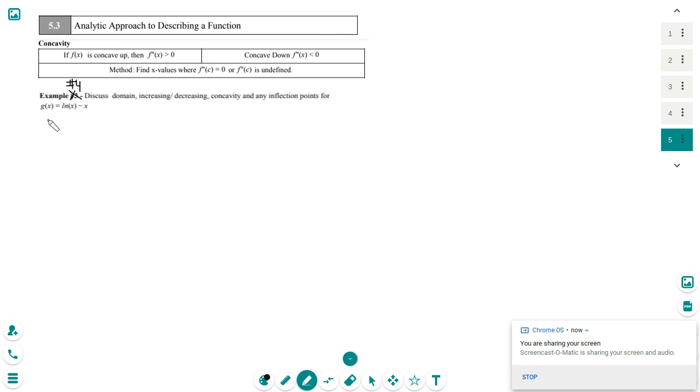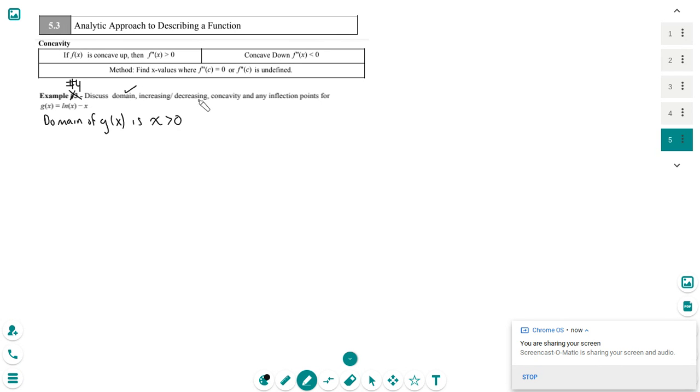So let's begin with first, let's talk about the domain of this function g. And notice that part of it is the logarithm function. And we know the logarithm is defined for the argument being greater than 0. The linear part has no domain restrictions, but the log does. So the domain of g is the x's have to be greater than 0. Okay, so that takes care of domain.